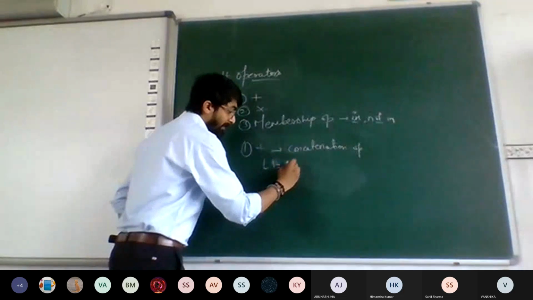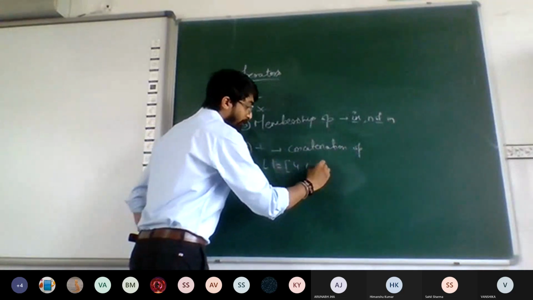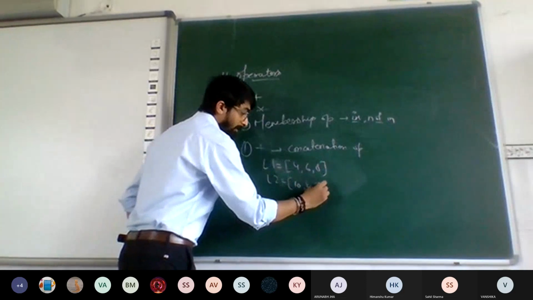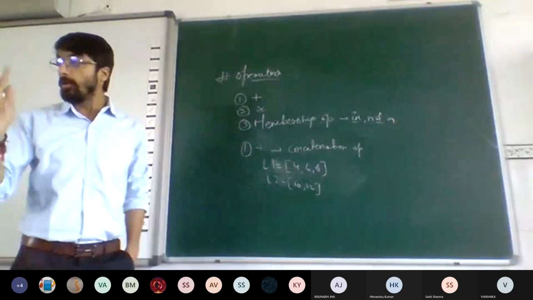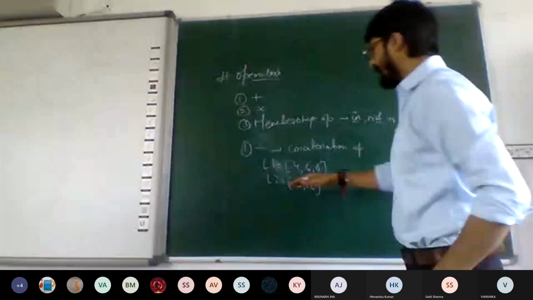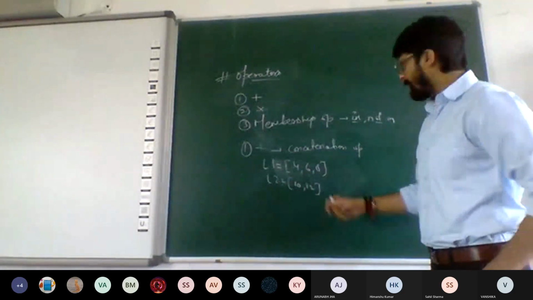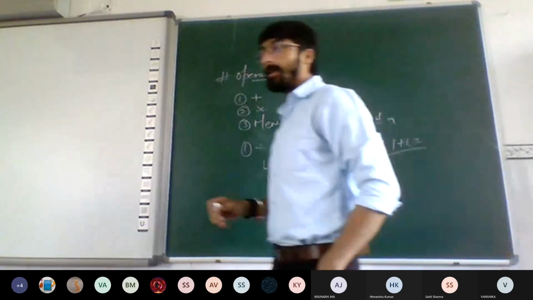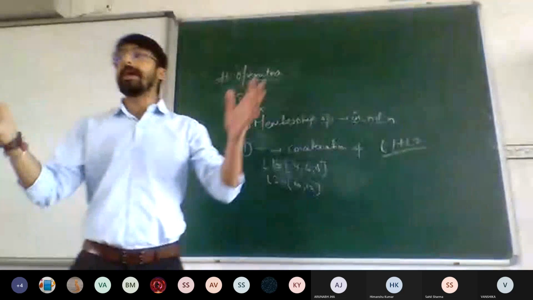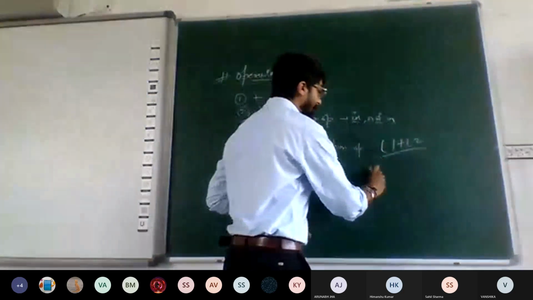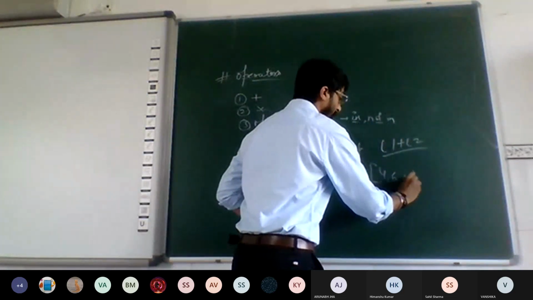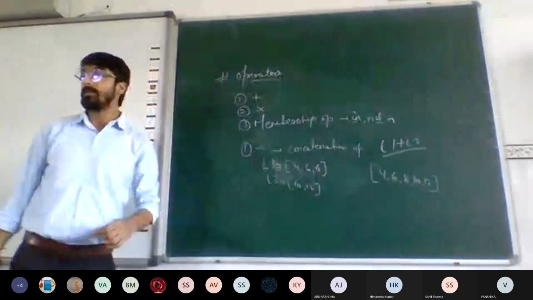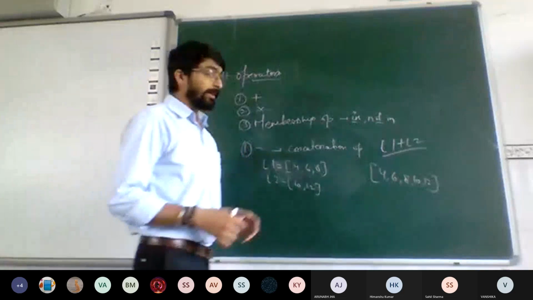Suppose we have a list L1 with some elements that is 4, 6, 8. We have a list L2 having 10, 12. So we have 2 lists. What if I write L1 plus L2? It will concatenate both the lists. That is, it will form a single list having the elements 4, 6, 8, 10, 12. This plus operator is used to concatenate two lists.